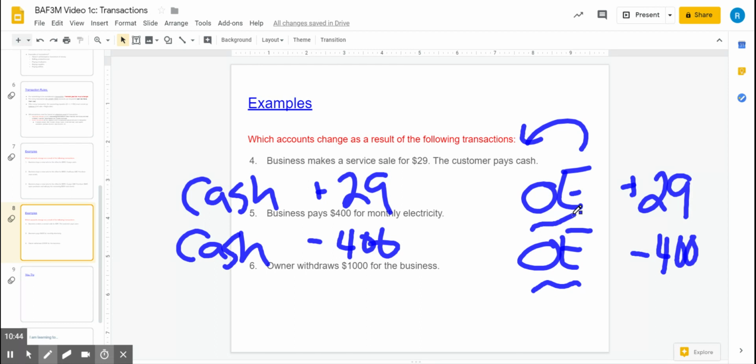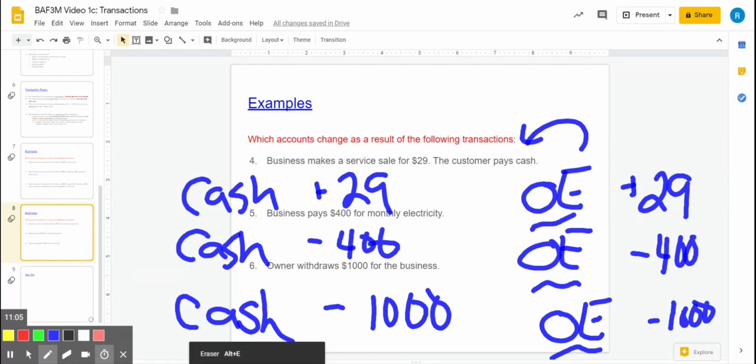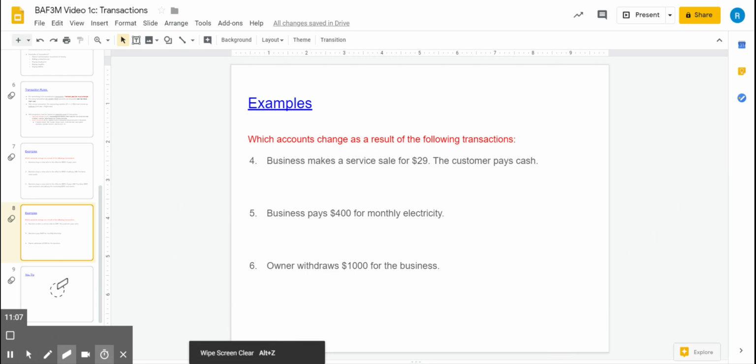And finally, number 6, owner withdraws $1,000, not for the business, but from the business I meant to put. So we'd say our cash in our business goes down by $1,000, and we would say the value of our business to the owners would also go down by $1,000 in the case of an owner withdrawal. Okay, so at this point, not sure where you're going to be. Hopefully the basic idea of transactions makes some sense, and I'll probably put a couple on the next slide just for you to try out.